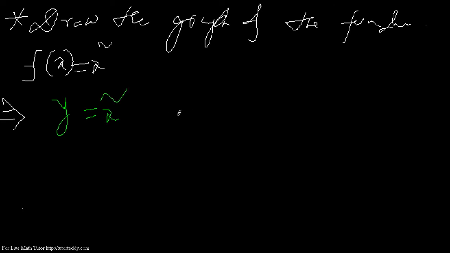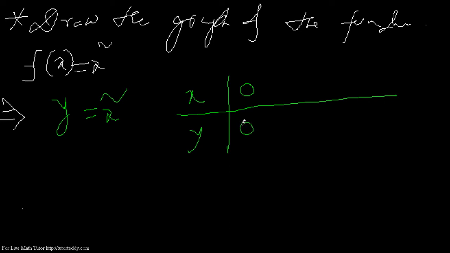then we make a t-chart. That means for values of x, what is the value of y? So let's start with 0. When x equals 0, y equals 0. Next, when x equals 1, y equals root over 1. Root over 1 is plus minus 1. That means when x equals 1, y equals plus minus 1.